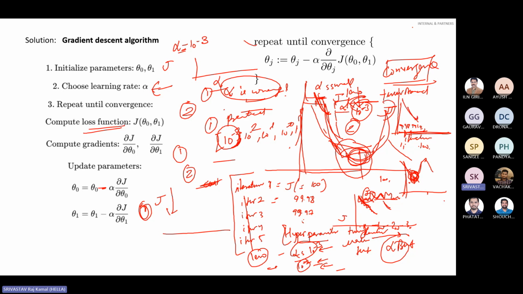So there are two things that happen. My alpha might not be right. That needs to be checked. That's the one thing. So yeah.